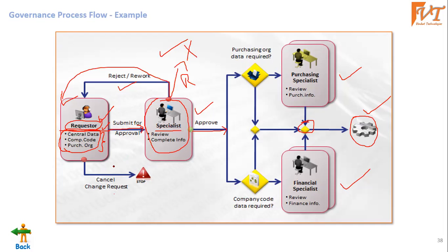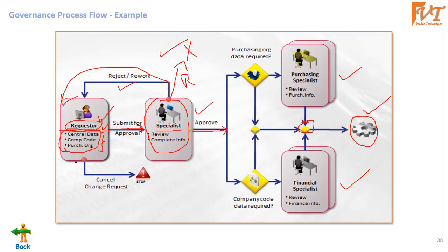I'm a little confused here. For example, I have requested to create one material. In that case, it will go to the specialist, right? When I'm requesting, I will provide the data on what needs to be created. Then the specialist will do the analysis, and if anything is missing, he will reject and send it back for rework. Is that correct? Yes. If any data is missing or incorrect data is maintained, he will reject and send it for rework by the requester.